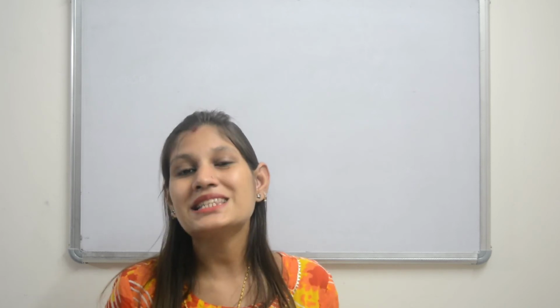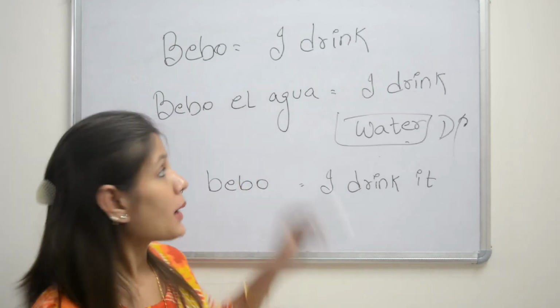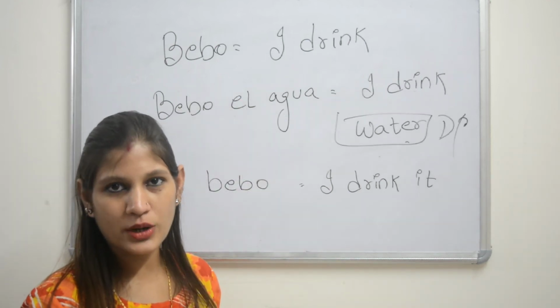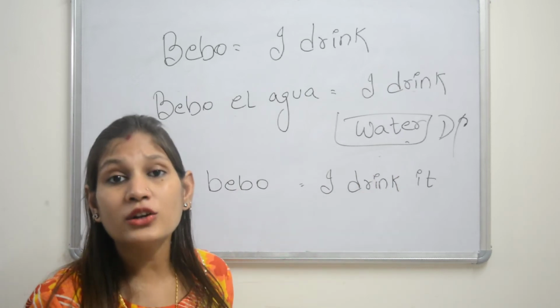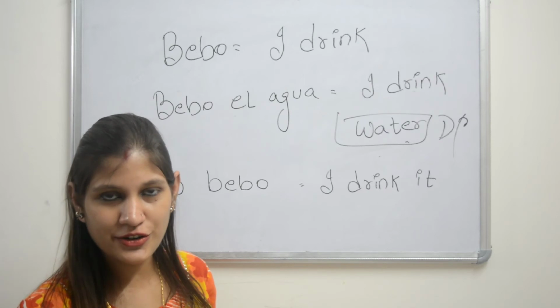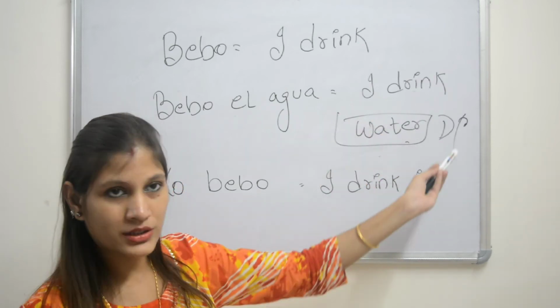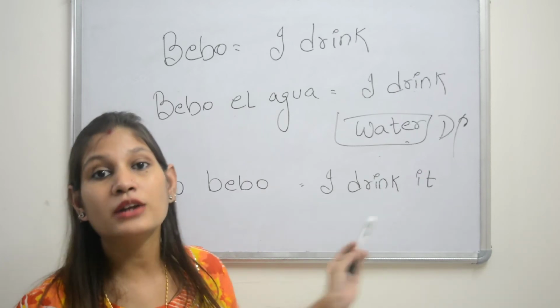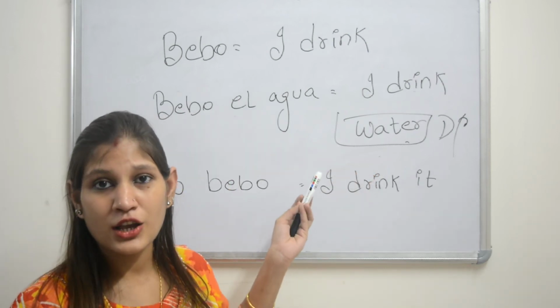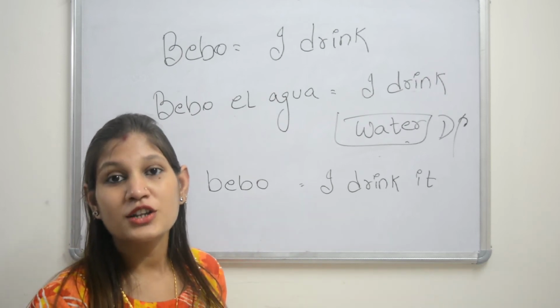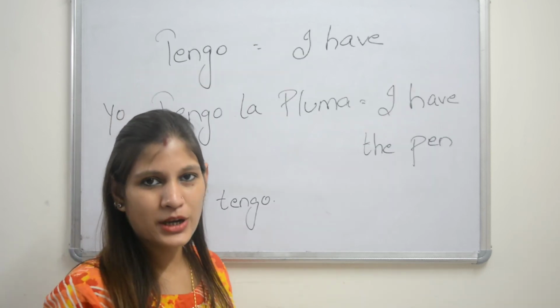So always remember, whenever you are using the direct object, you use it before the conjugated verb. Let us see an example. Bebo means I drink. It is first person singular. Bebo el agua. It means I drink water. What do I drink? I drink water. So water is a direct object here. Lo bebo. Now this water is changed into it. I drink it. Water is masculine, so we have used the masculine pronoun here. So it's lo bebo.